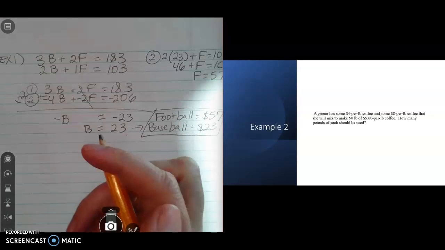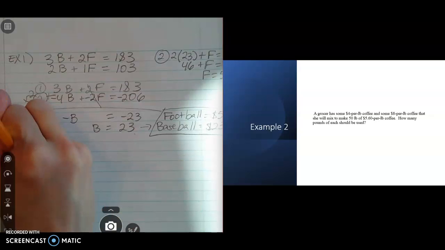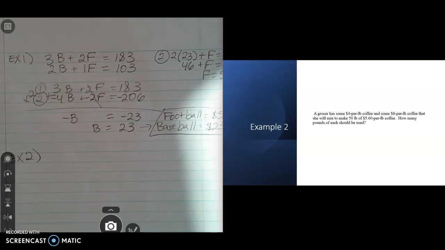Example 2. A grocer has some $4 per pound coffee and some $8 per pound coffee, and she's going to mix it to make 50 pounds of $5.60 per pound coffee. How many pounds of each should be used? So variable-wise, there's how much $4 per pound coffee that she's going to use and how much $8 per pound coffee that she's going to use.